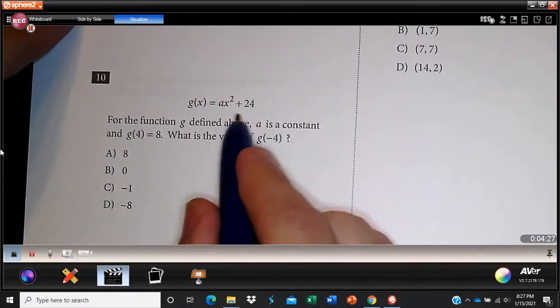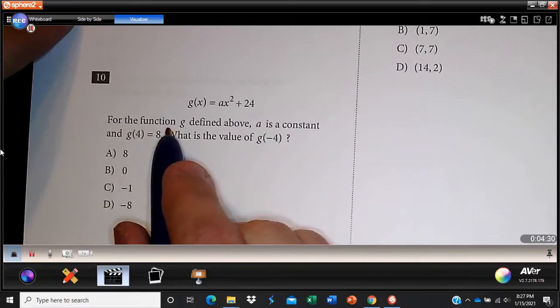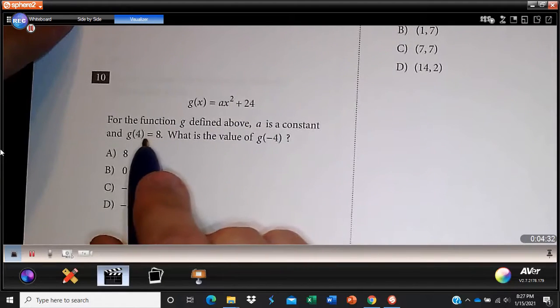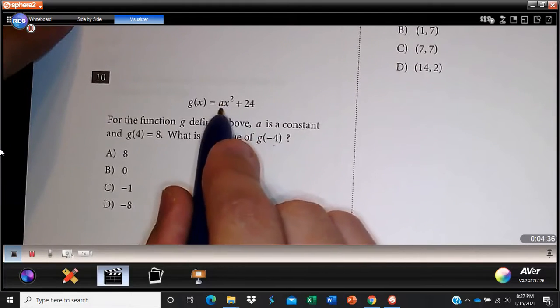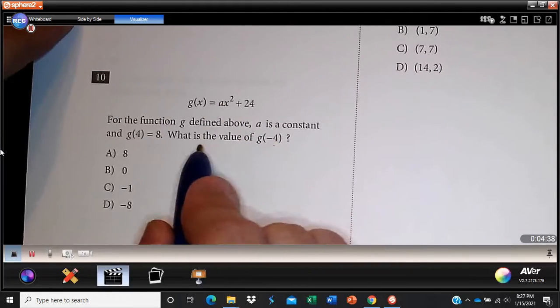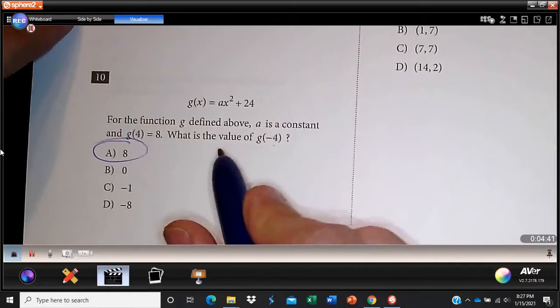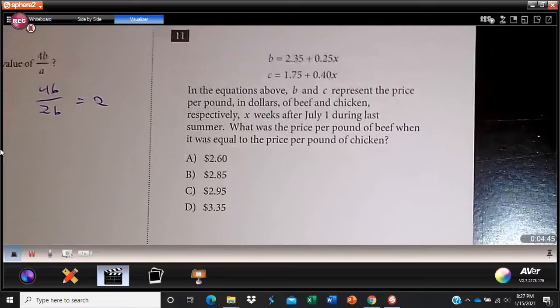Okay, 10. G is equal to this expression, or this is a function. A is a constant, G of 4 is 8. What's the value of G of negative 4? Well, this is an even function. I actually did this really quickly in my head the first time through. So that's A.